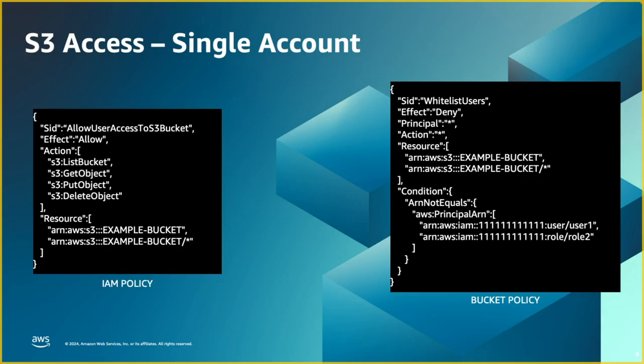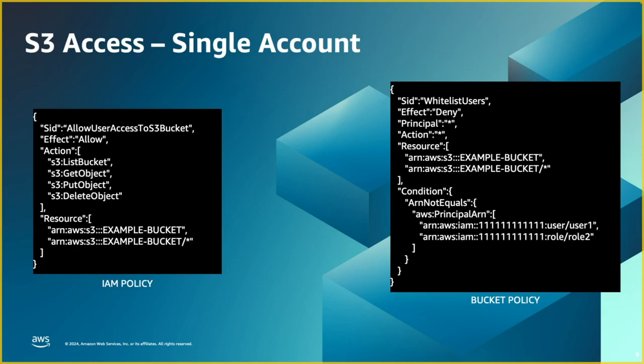Okay, so now we're going to talk about how to use the preferred method of using AWS policies to manage access to S3 buckets. So here we have two policies configured, an IAM policy and a bucket policy. The IAM policy is configured to allow the required actions on the example bucket. We would want to attach this IAM policy to user one and role two.